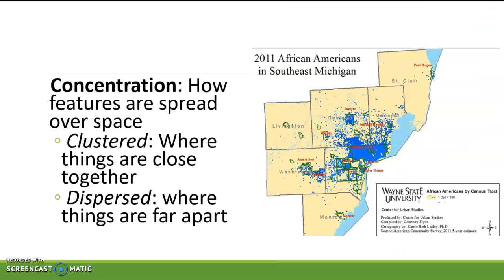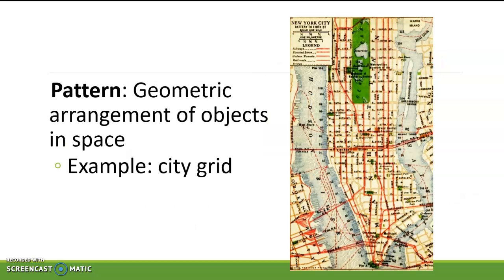All right, looking at concentration, how features are spread over space. Are they clustered? Do we see some patterns when it comes to where individuals reside? If we're looking at race or ethnicity, for example, you can see on this map the concentration or clustering of African Americans in Southeast Michigan. Are they dispersed is also something to think of as well, where things may be really far apart.